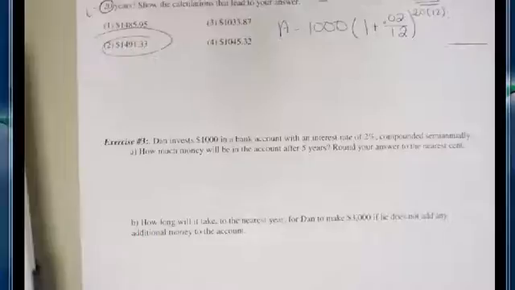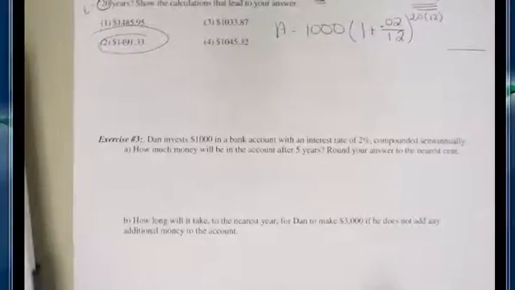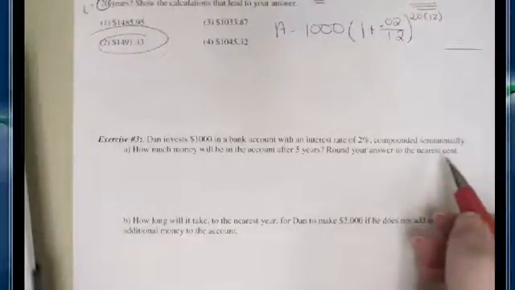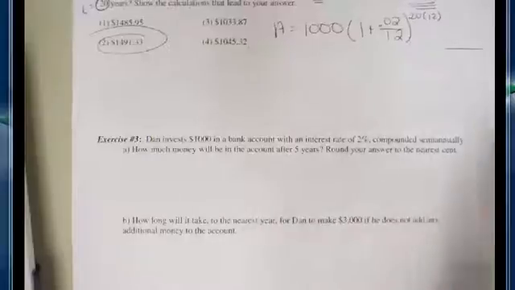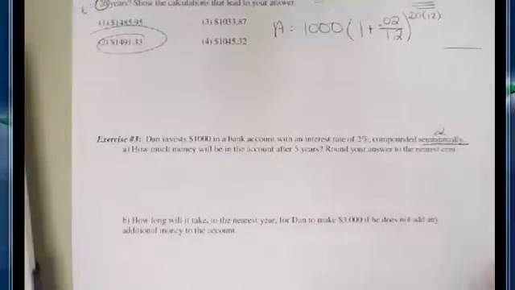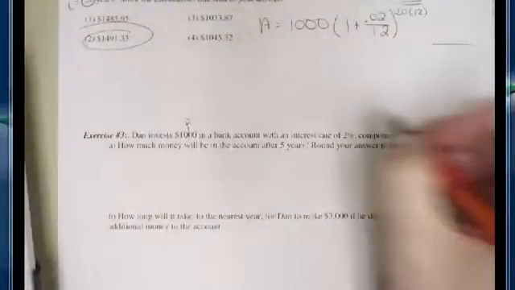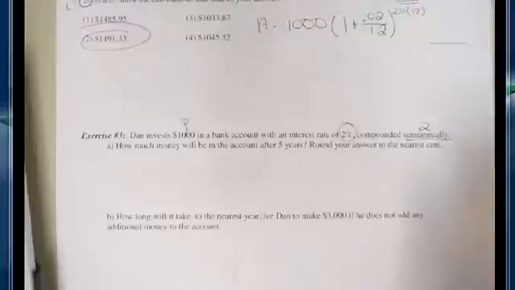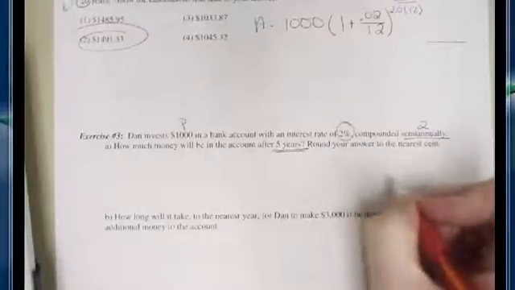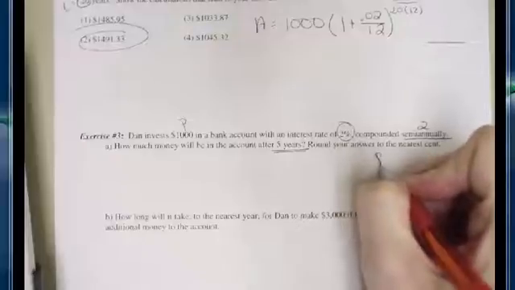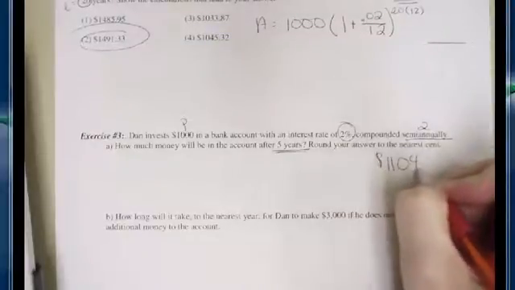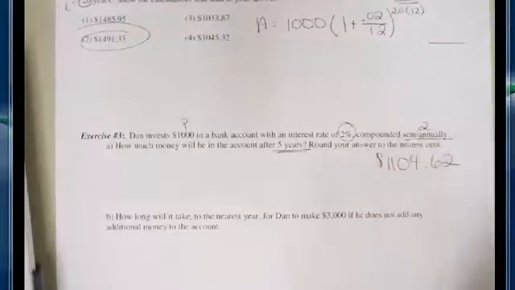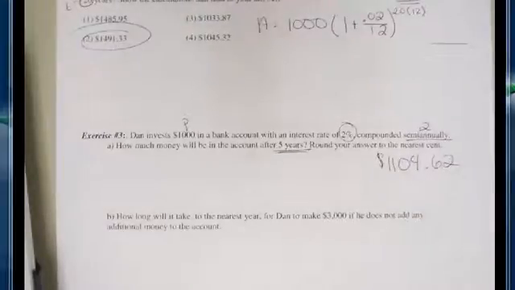All right, one more. First part's easy. In fact, I'm going to let you set that up. They're saying semi-annually. It's not easy. It's what we just did. So follow the steps of everything. Here is your P. Here is your interest rate. And we're doing it semi-annually, 5 years. I'm going to give you the answer. That is going to be 1104.62.